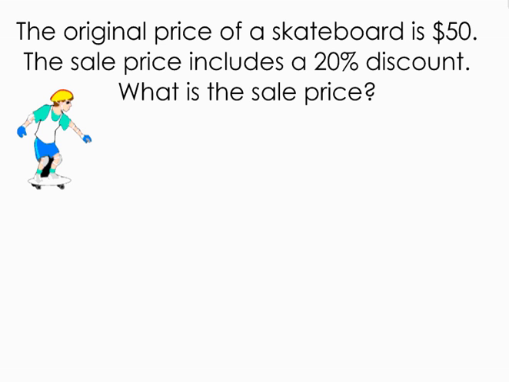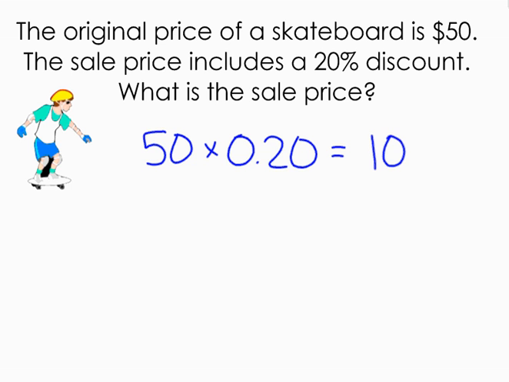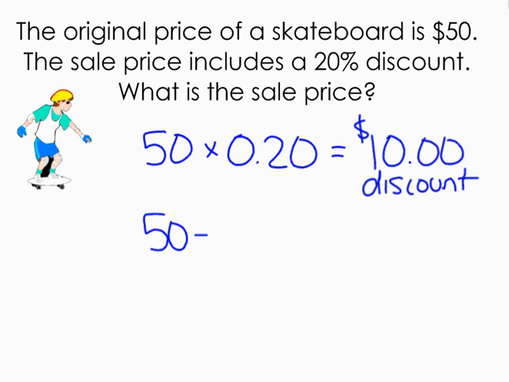All right, next we're going to look at a skateboard on sale for 20% off. Same steps as before. We're going to start by finding 20% of $50. So we would multiply 50 by 2/10. When I do that, it's going to give me a $10 discount. And I could then subtract $10 from 50 to get a sale price of $40.